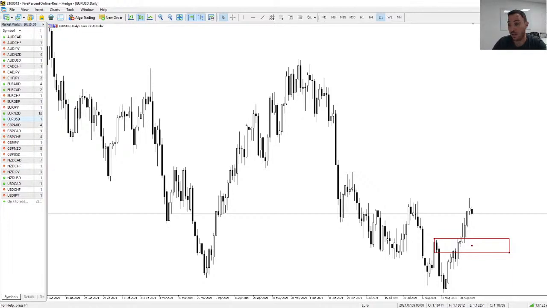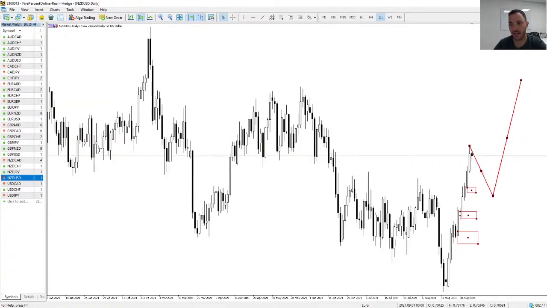The Aussie and New Zealand are way overextended. I don't want to buy them right now. Let me go back quickly to that. I don't want to buy that. If any, I would like to sell, but I prefer to wait for the retracement to happen, and then go long. This is way overextended. Okay, let's go now to the pound dollar.